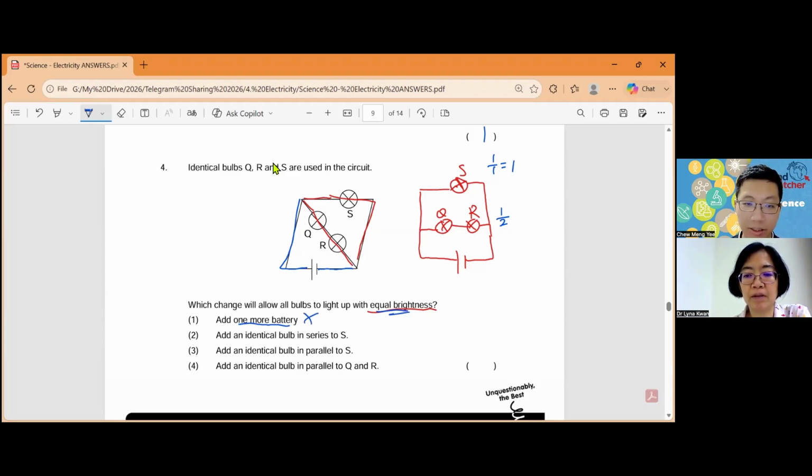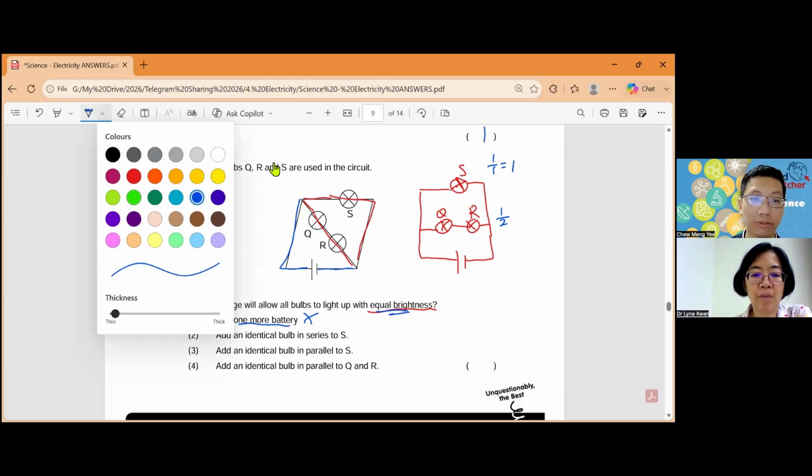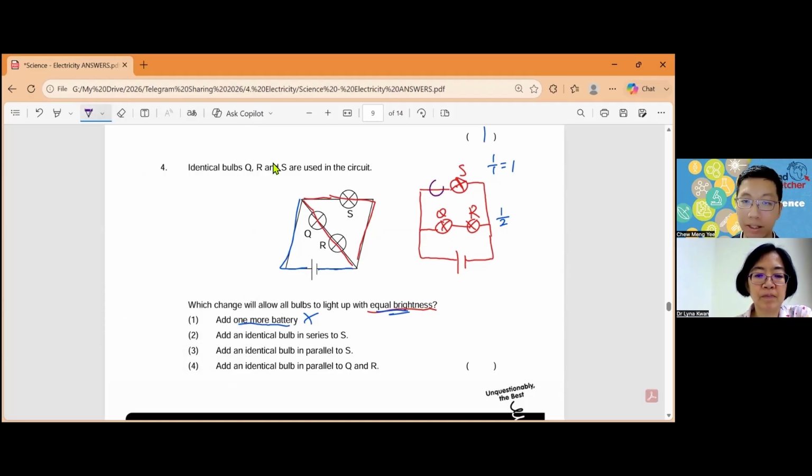Okay? And an identical bulb in series to S. What does that mean? So if I add another light bulb here, this is what option 2 means. Add an identical light bulb in series to S. I put it beside S. Now that changes this formula. Now it becomes 1 battery, 2 light bulbs. Isn't that identical to the path of Q and R? So option 2 may be correct.